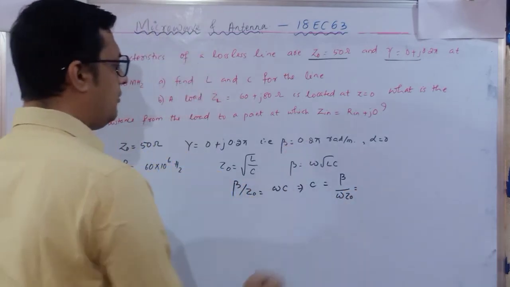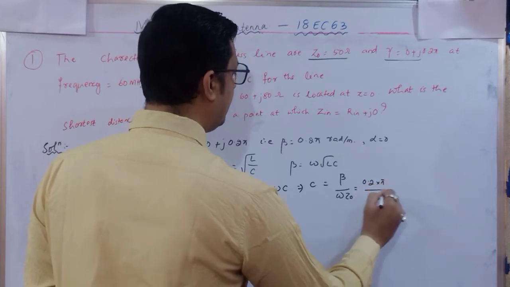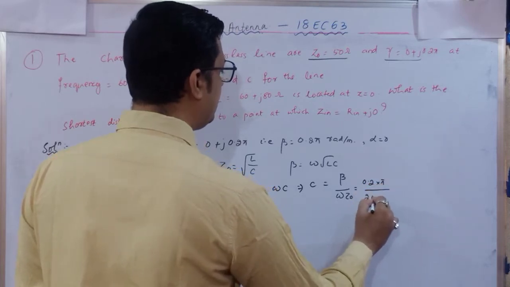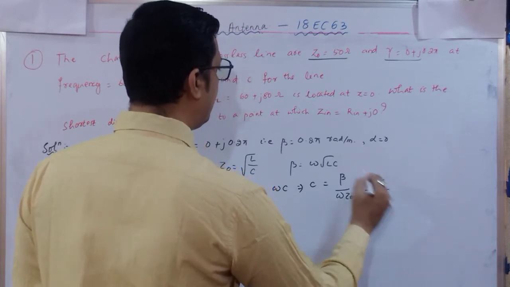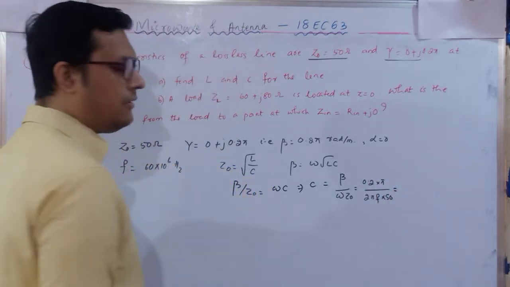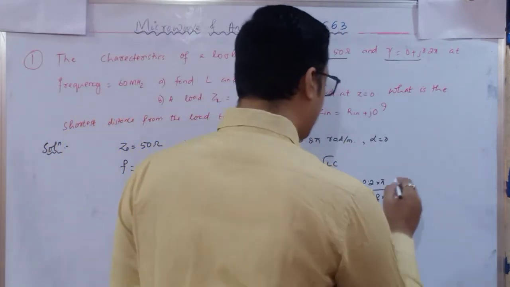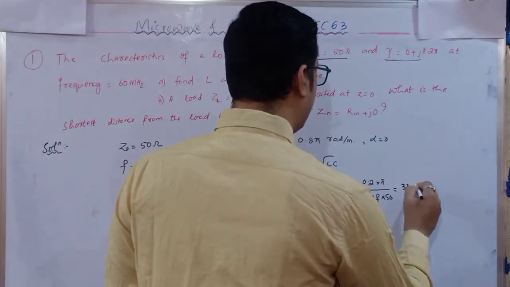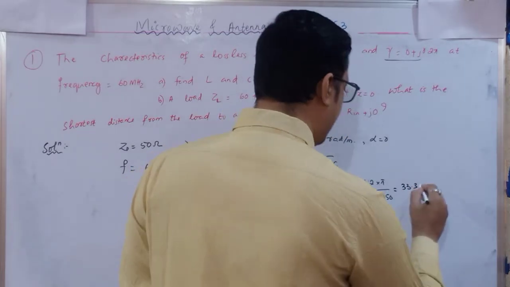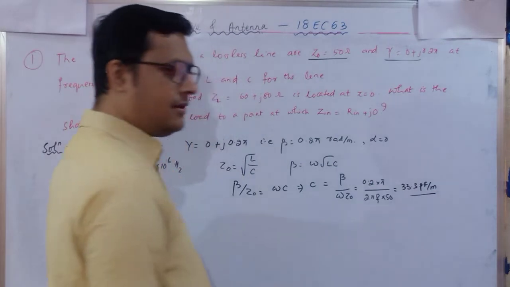So beta is how much? 0.2 into pi. Omega is how much? It is 2 pi f. And Z0 is how much? Z0 is 50. If you solve this, you will get the capacitance value, which is near about 33.3 picofarad per meter. So this is my answer.